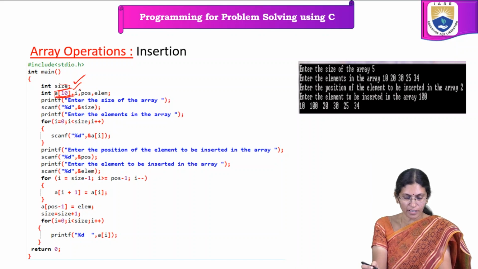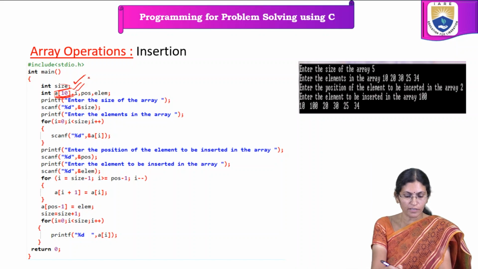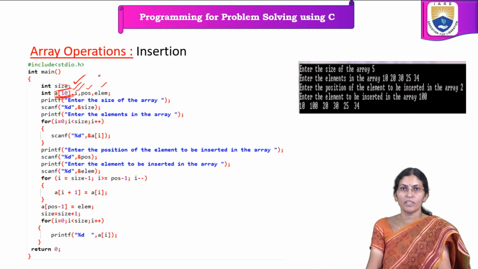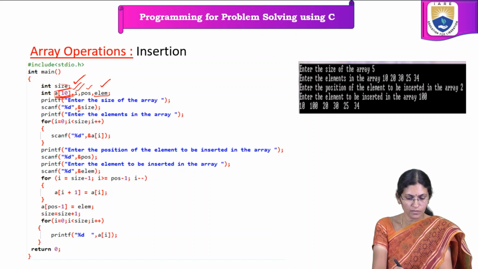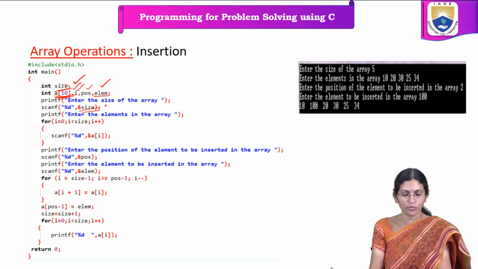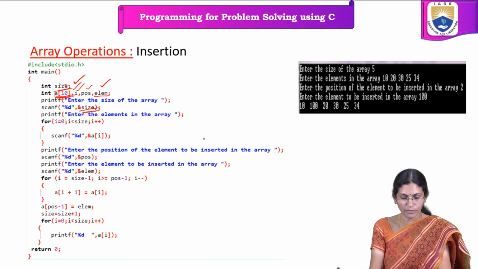Next, this is the array. A is the array, and the maximum number of values which can be taken is 10. I is used for looping. Another two variables we have used here are position and element. POS stands for the position at which the user needs to enter the element, and the element value is given by ELEM. This is the scanf function which is used to read the value of size into the variable size. Next, printf, enter the elements of the array.